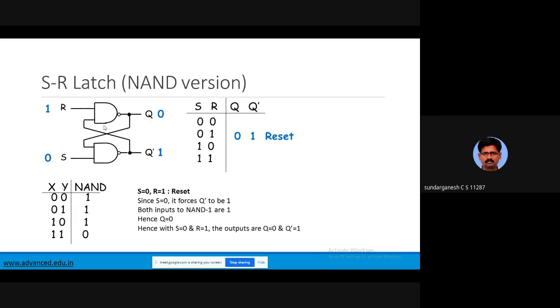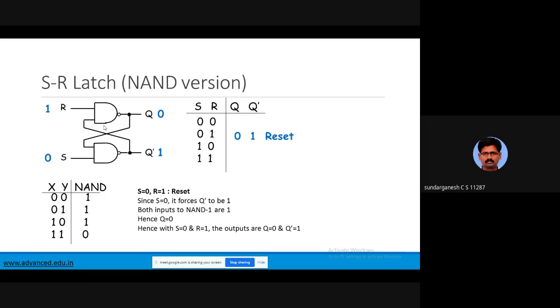For a NAND gate, 1 and 0, the output is 1. So once again, this 1 will come here. This 1 and 0, the output is 1. 1, 1 is not possible because Q and Q bar are complementary. So this state is not possible. Okay. So you cannot use this.